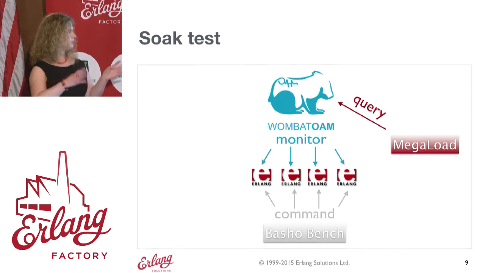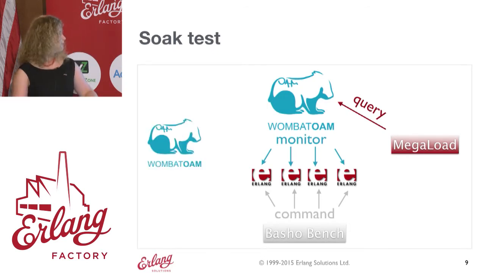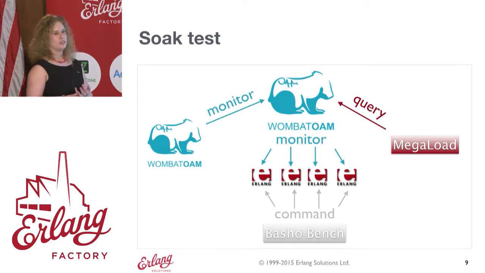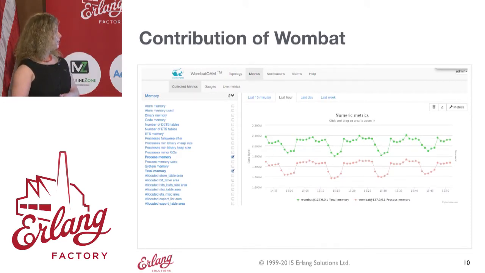And actually, it seems to be ready, but not, because we had an extra Wombat for observation purposes. It recorded everything that happened in the soak test, and we used its data to improve Wombat. So how could Wombat help us to improve Wombat? Well, here you can see the total memory and the process memory that are related to the soak tested Wombat, collected by the monitoring Wombat.